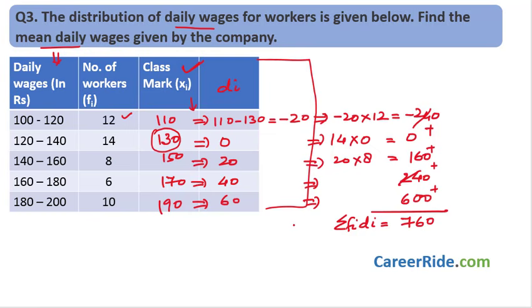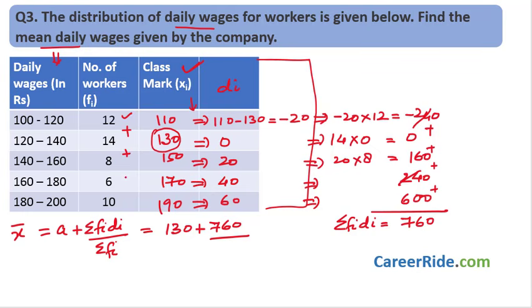This is not the mean yet. So what is my mean here? X bar is my mean and the formula is assumed mean, which I denoted by A, plus sigma fi di upon sigma fi. The total number of workers is what we divide by. So this is equal to, I assumed it to be 130, plus 760 divided by the total number of workers. Let's add up the second column. 14 plus 6 is 20, 30, 40, 50. This is a total of 50 workers.